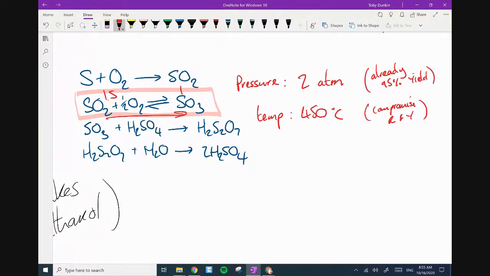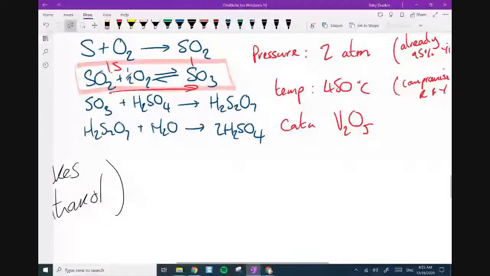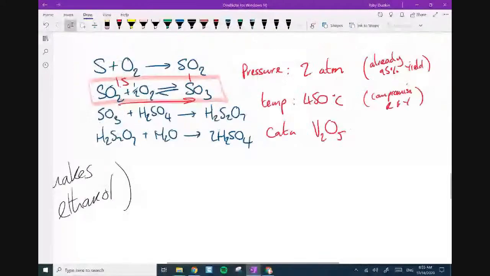And the catalyst is V2O5, vanadium pentoxide. Cool. Just to show you the catalyst equations, just for fun.